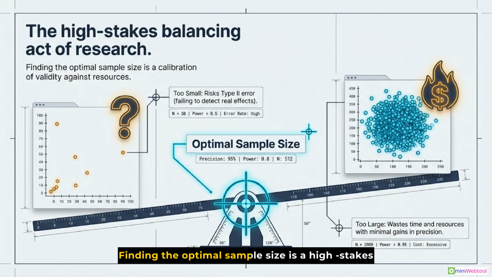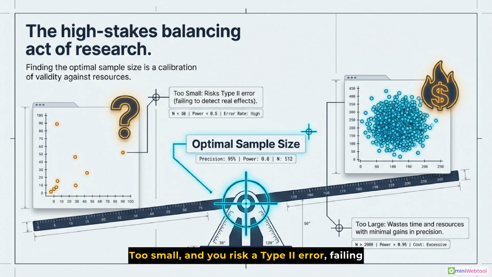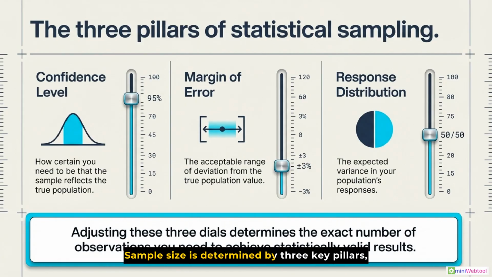Finding the optimal sample size is a high-stakes balancing act. Too small, and you risk a type 2 error, failing to detect real effects. Too large, and you waste time and resources for minimal gains in precision. Sample size is determined by three key pillars: confidence level, margin of error, and response distribution. Adjusting these three dials gives you the exact number of observations needed for statistically valid results.